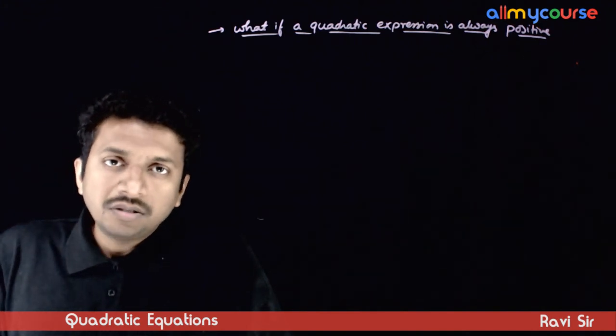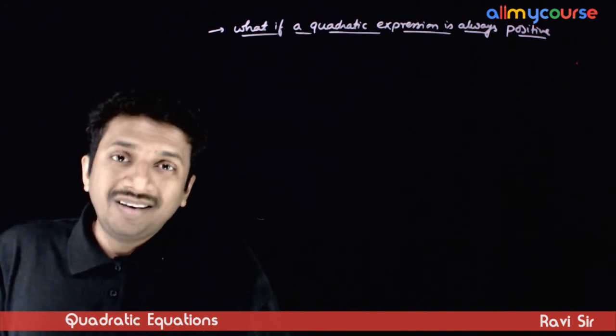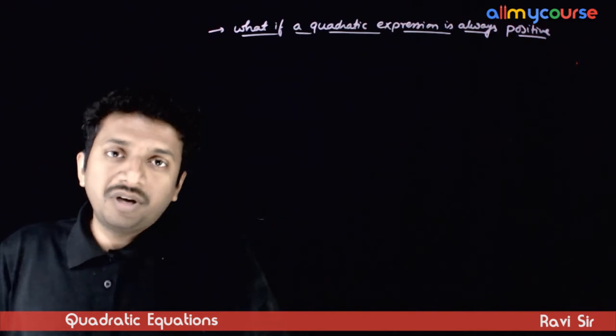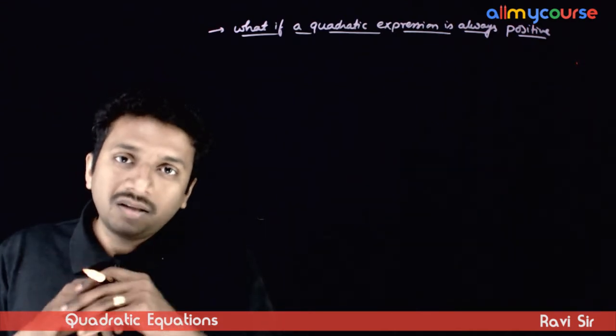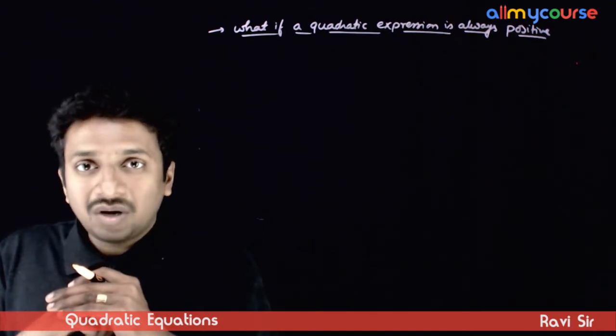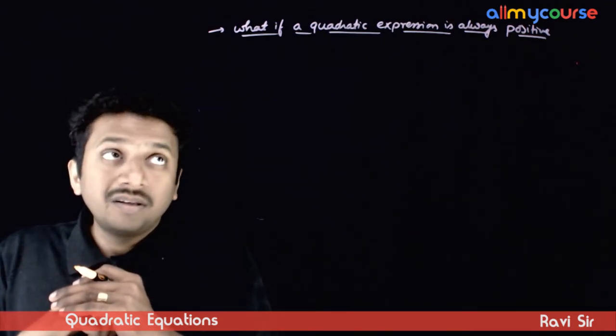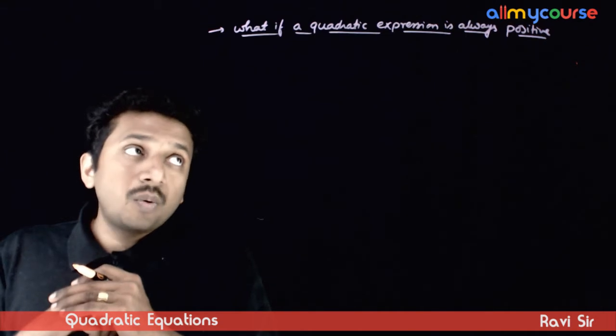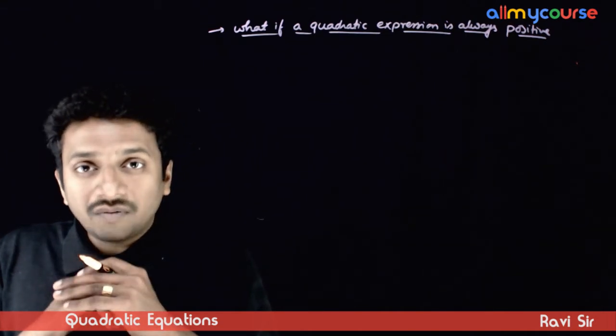So I hope you have understood the topic of quadratic inequalities. If you are given a quadratic inequality, you can get the interval in which the inequality gets satisfied. What if a quadratic expression is always positive?